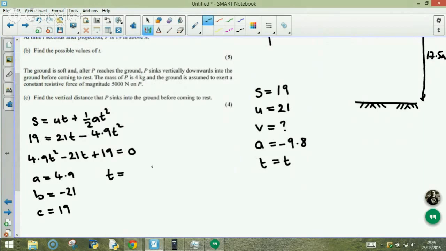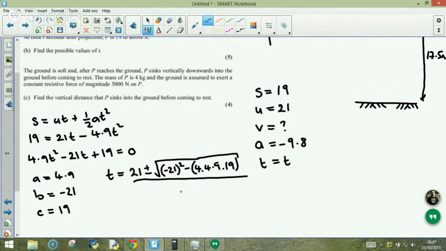So in order to find T, we need to do negative B plus or minus the square root of B squared minus 4 times A times C. Mathematicians have it here, put a little dot for multiply. If you're not familiar with it, that's what it's there for. And if you get to degree level, you might see that happening. And all over 2A, so that'd be 9.8.